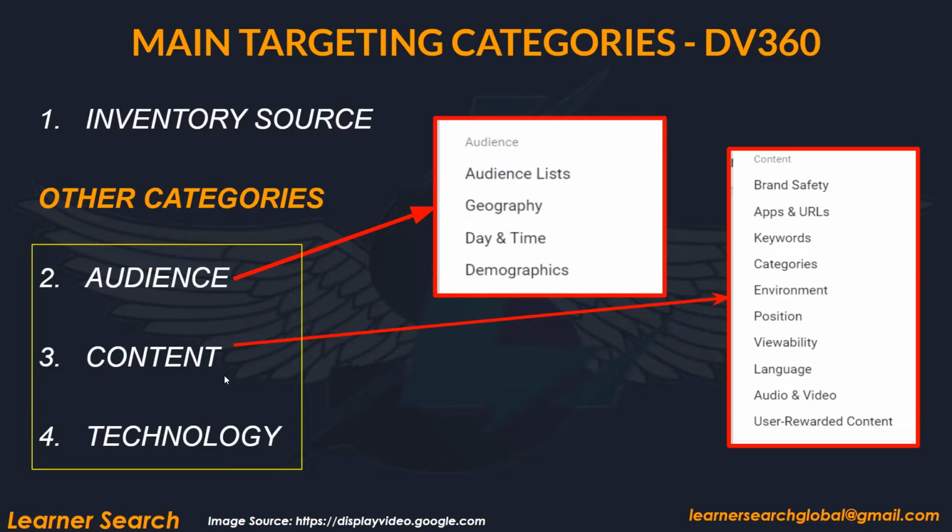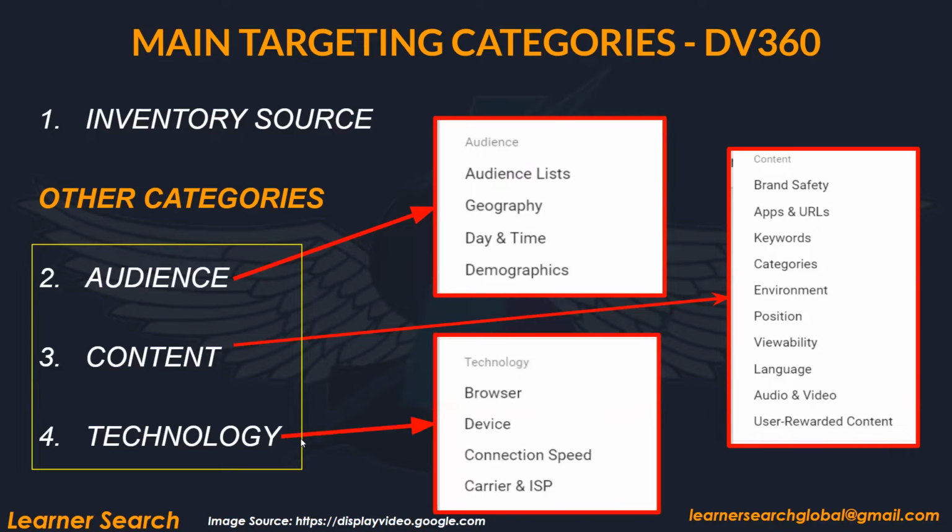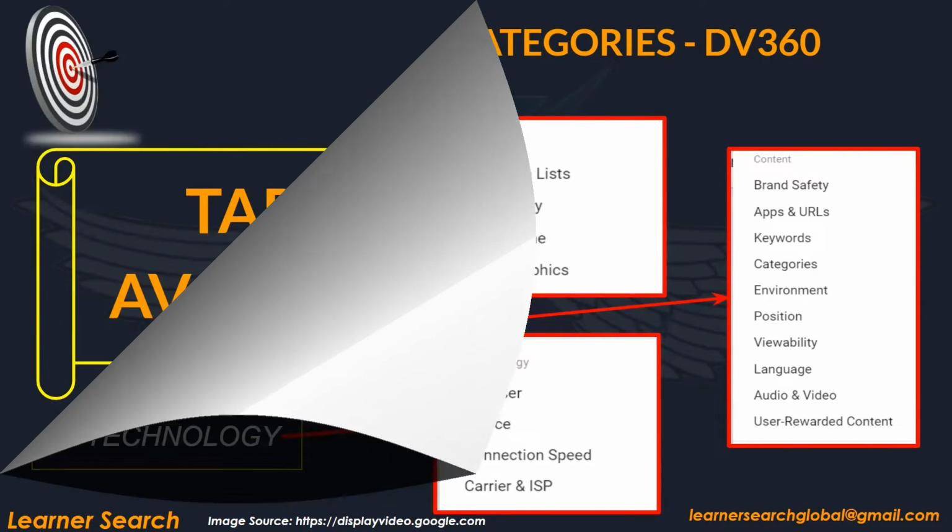Another targeting category is content. In the content category, there are many targeting options available. In this slide, you can see the various targeting options available under content. They are brand safety, apps and URLs, keywords, categories, environment, position, viewability, language, audio and video, and user rewarded content. Under technology targeting, browser, device, connection speed, carrier and ISP come into the picture. We shall look into each one in detail.